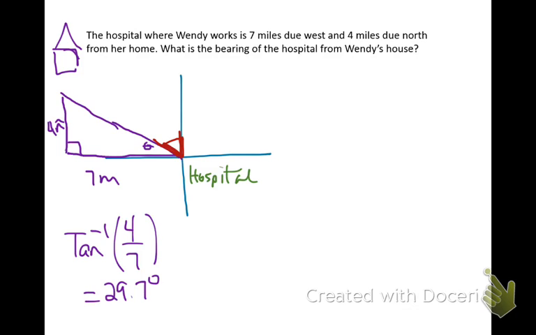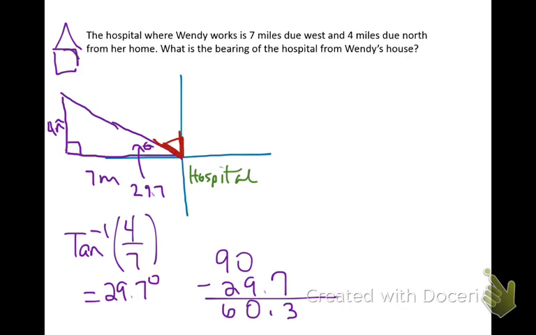Okay, so if this angle right here then is 29.7, how are we going to find the bearing? Subtract it from 90. What would that give you? 60.3. Excuse me. So that would give us a bearing of the hospital to Wendy's house of 60.3.